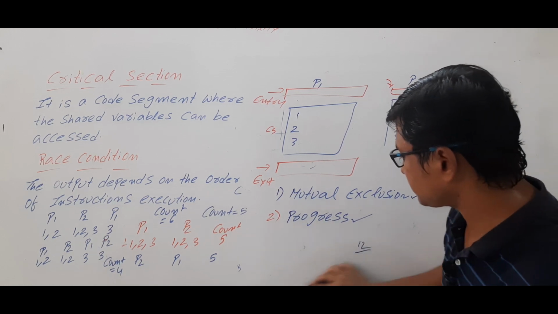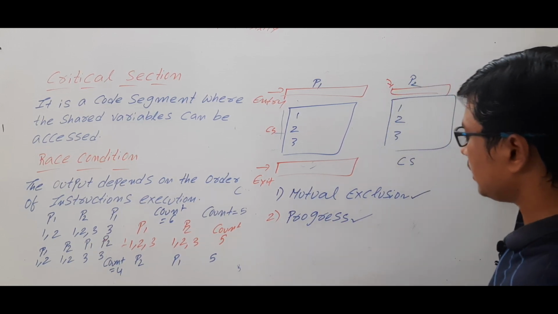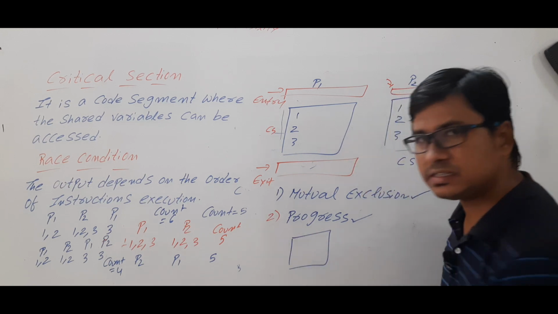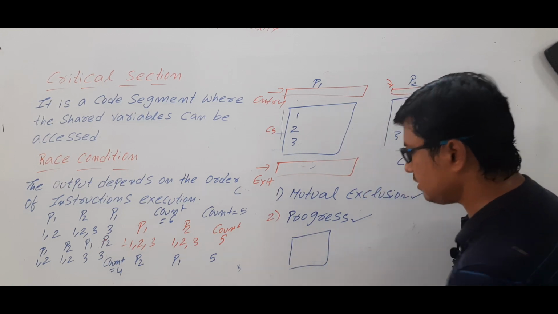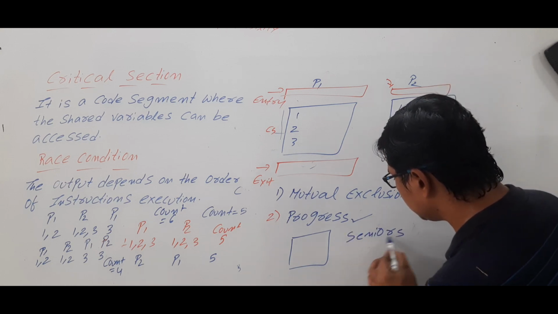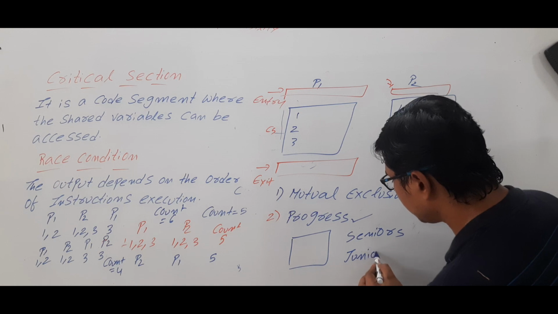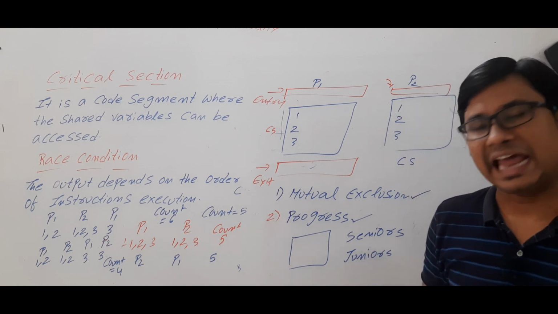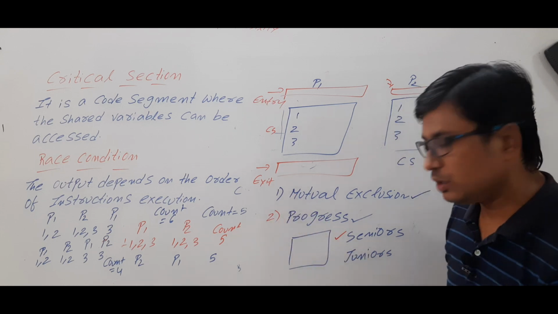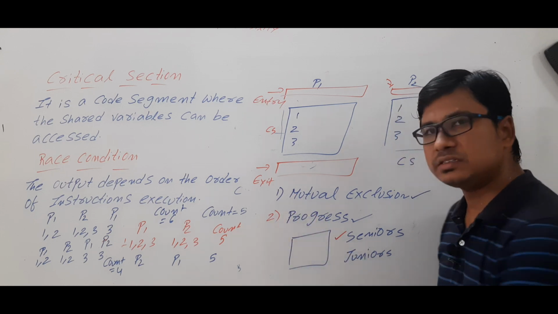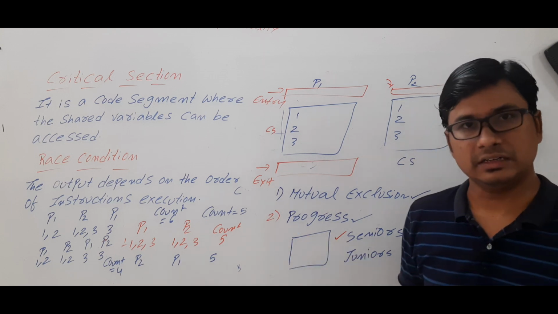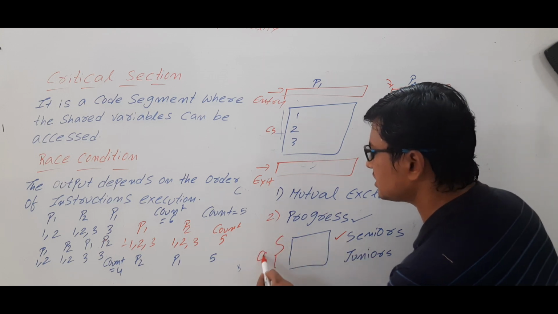Let's take an example. There is a mess. In some institute, let's take that seniors are there and juniors are there. They have kept a restriction to avoid ragging. Is it clear? They said seniors should go to the mess. Once the seniors are there in the mess, juniors cannot enter. So this one we will call a critical section in that institute.